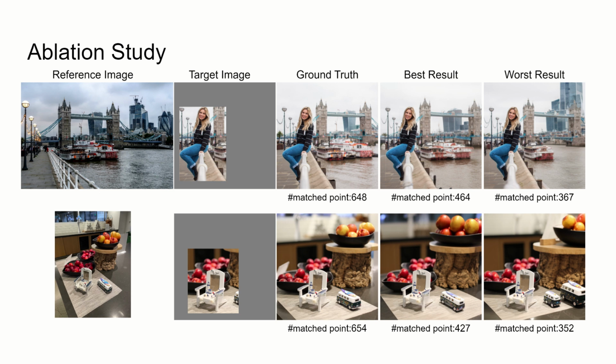We have also done some ablation study. Given the reference images on the left, the best result column, which has the most keypoints matched to the selected reference image in the batch, is more faithful to the reference image compared to the worst result column, which has the least keypoints matched. For example, in the worst result column, the top row displays a mismatch in the number of boats, and the shape of the building on the right side is incorrect. In the bottom row, there is an incorrect number of toy cars on the right side.